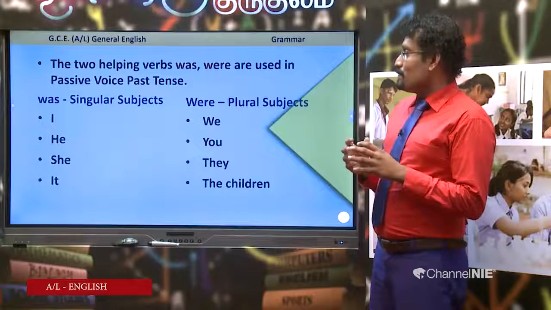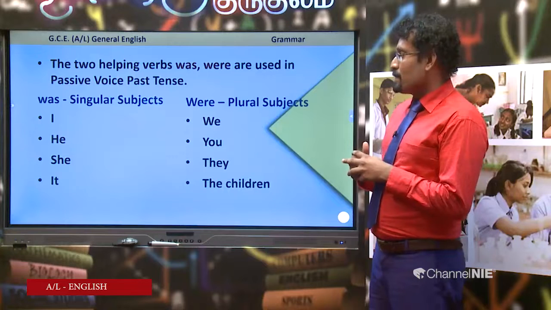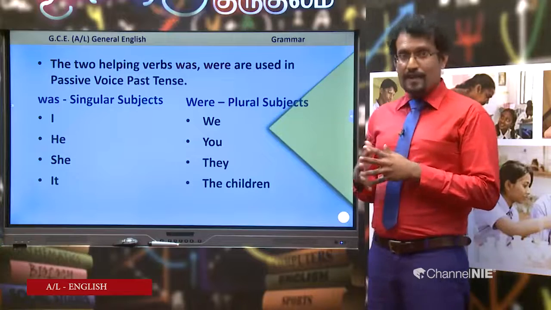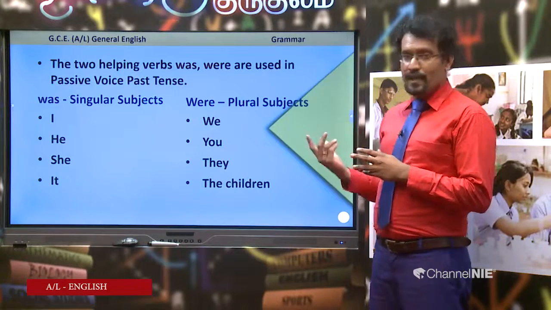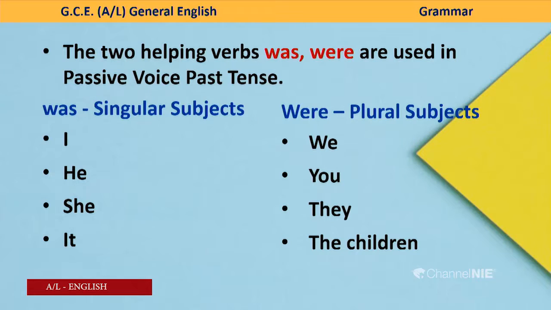So, the two helping verbs was and were are used in passive voice past tense. Was is used with singular subjects like I, he, she and it. Were is used with plural subjects we, you, they, the children. Time is decided by the helping verb in the passive voice.